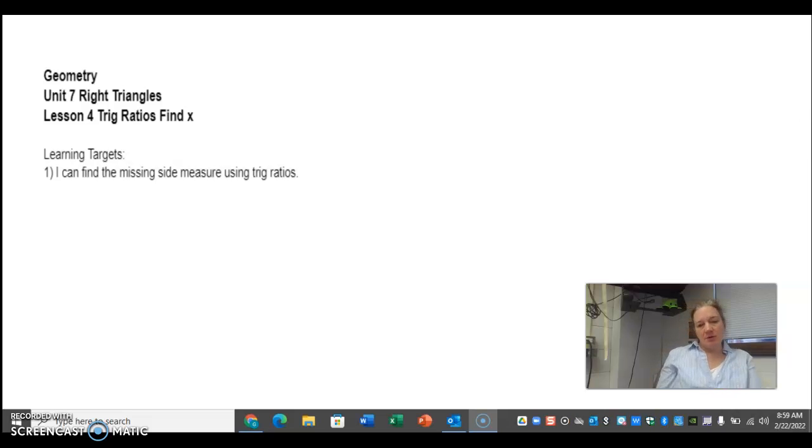So now we're on lesson 4 of Unit 7. We're still talking about right triangles and how amazing they are. We talked about the Pythagorean Theorem, which you use when you have two sides and you're trying to find the third side. So you've got it.